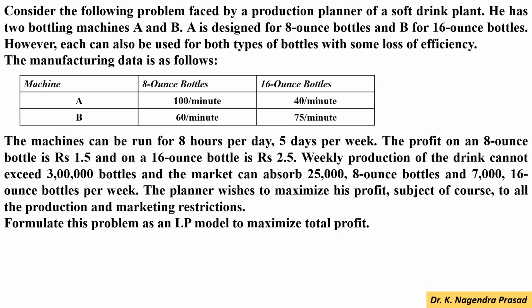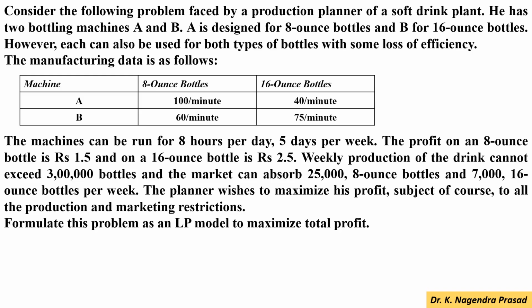The manufacturing data is as follows. Here it is given the machine A and B for production of 8-ounce and 16-ounce bottles. The machines can be run for 8 hours per day, 5 days per week. The profit on an 8-ounce bottle is 1.5 rupee and on a 16-ounce bottle is 2.5 rupee.